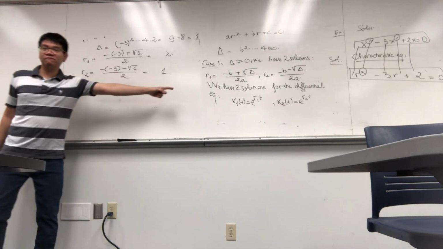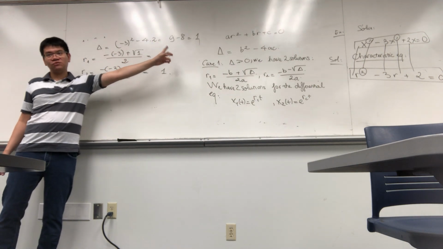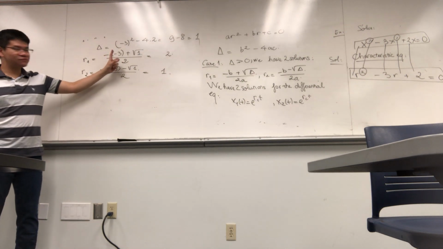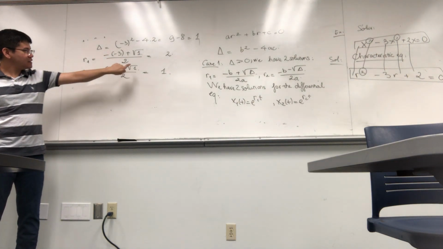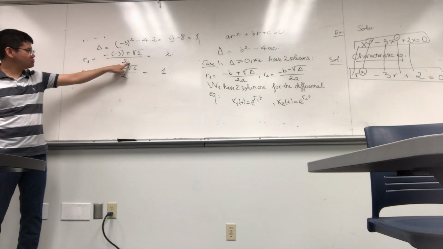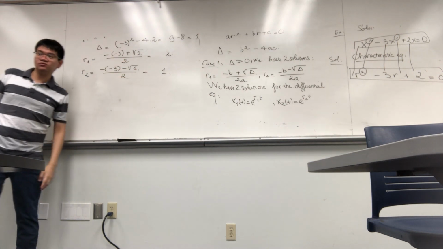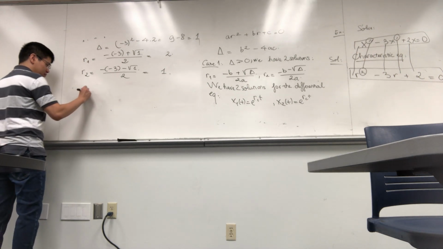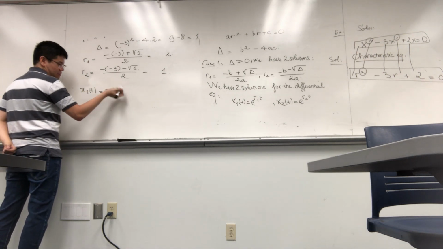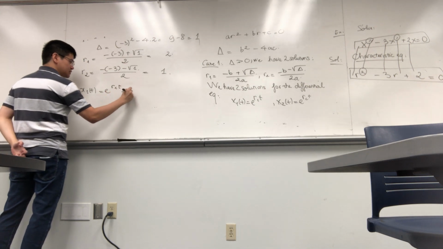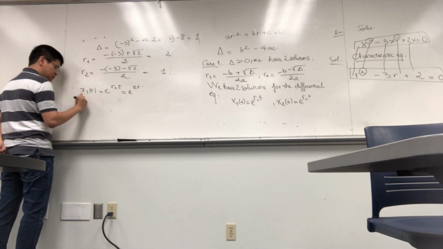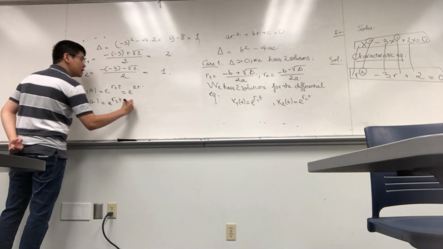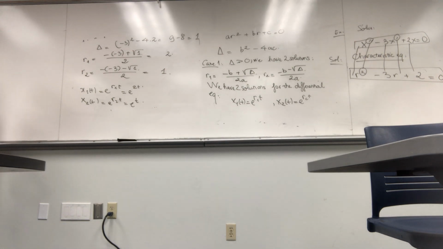So you use this formula, right? Delta will be 1, so the square root of delta will be 1. b will be minus 3, so I have minus of minus 3. a will be 1, so here I have dividing by 2. So I compute that and I have two solutions, 1 and 2, right? So the two solutions will be e to the 2t, and the second solution will be e to the r2 t, which is e to the t, right?